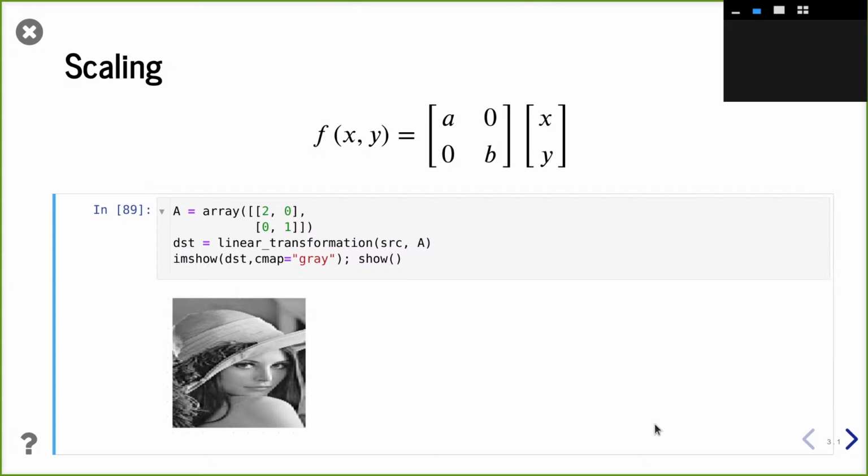Any doubts about this? Yes, no? Clear? Let me see the chat. All clear? Okay.